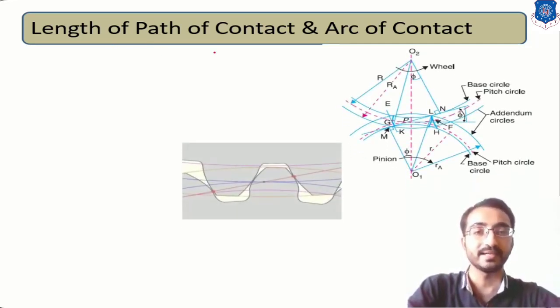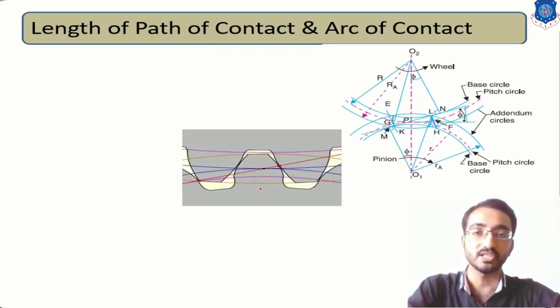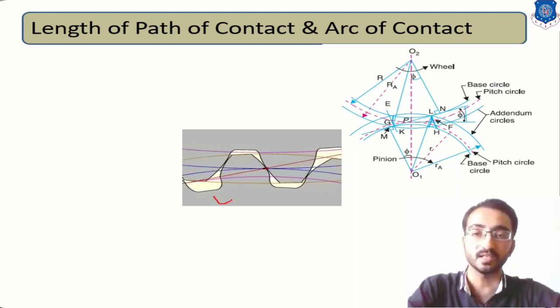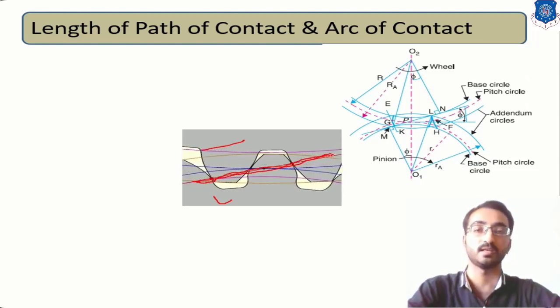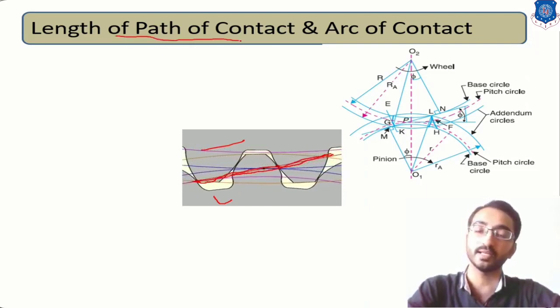Let's understand it with a simple diagram. When two gears are meshing with each other, consider gear 1 and gear 2. The contact starts with this point over here. The tip will be in contact with this and continuously pass with the same profile in such a way that it is passing along its common normal. Okay, so this length is known as the length of path of contact.